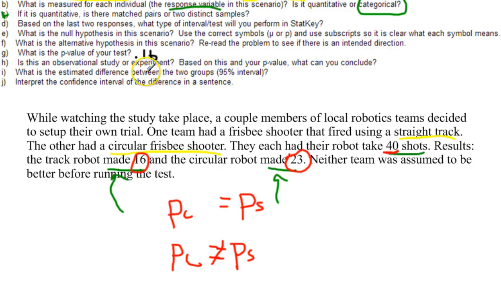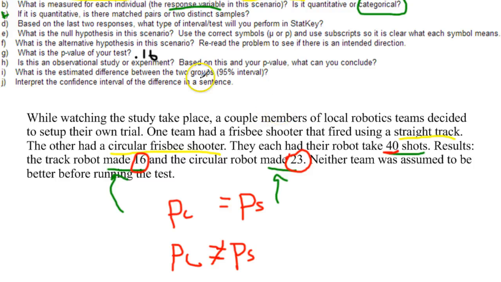So what can we conclude? It really doesn't matter if we have an observational study or if we have an experiment here. In this case, we don't really have any replication of the different methods. It's two single robots and there's no randomization involved. So I would probably say that this is not a proper experiment.